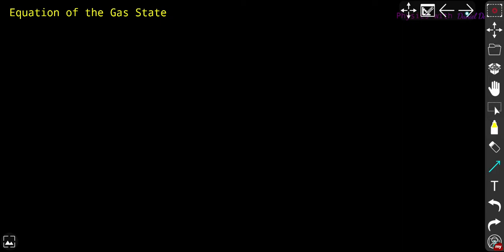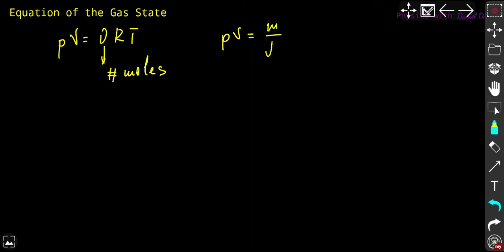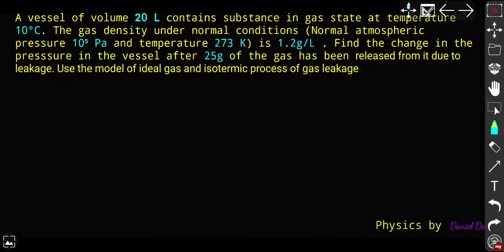Hope you remember the equation of gas states. Here I'll just quickly remind you. So PV equals nu RT, where nu is the number of moles. You might have an equivalent way of writing this formula in terms of mass over molar mass, RT. So R is the constant, 8.31. Basically, the equation of gas state connects macro parameters like pressure, volume, and temperature. Okay, so that was a quick reminder, and let's have a look at the problem.